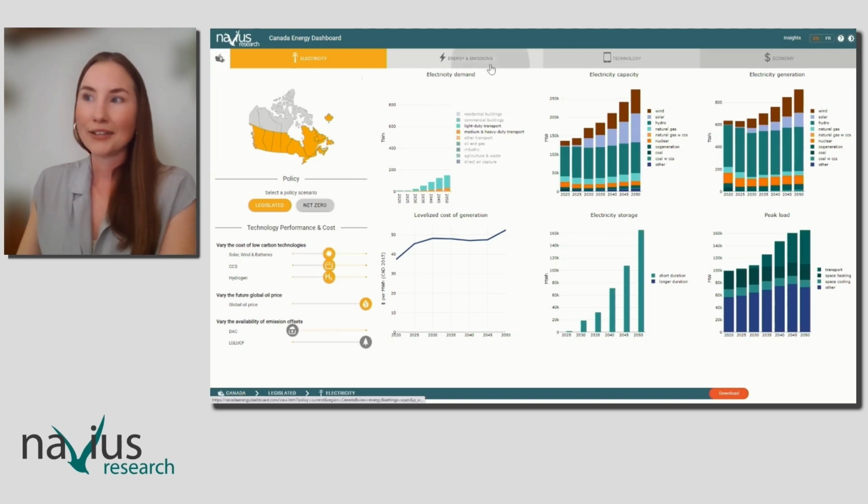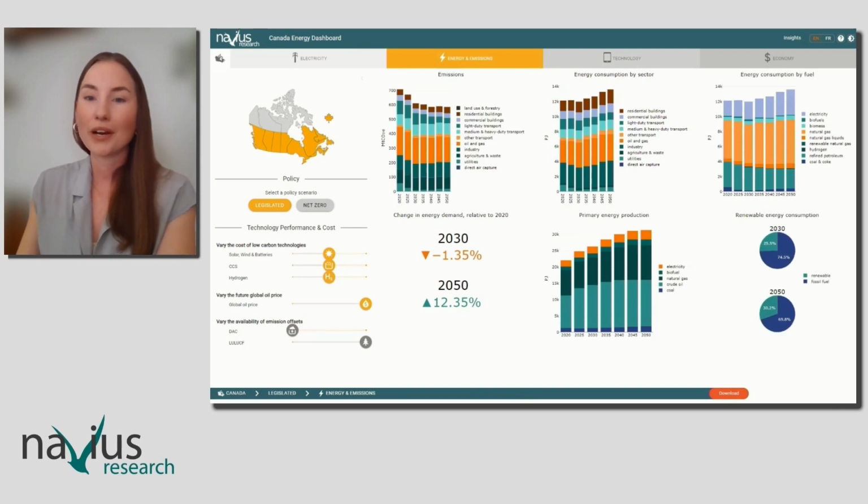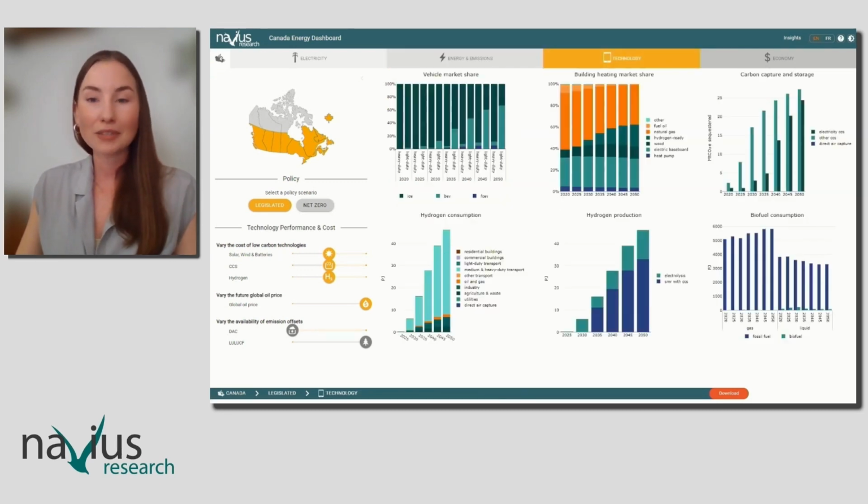Next is the energy and emissions dashboard, where you find emissions by sector, energy consumption by sector and fuel, change in energy consumption over time, primary energy production, and the portion of energy consumption that is renewable. Third is the technology dashboard, where you can find adoption of key low carbon technologies. This includes electric vehicles, heat pumps, carbon capture and storage, direct air capture, hydrogen, and biofuels.